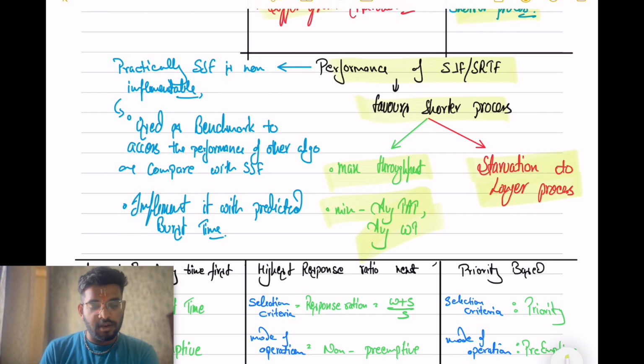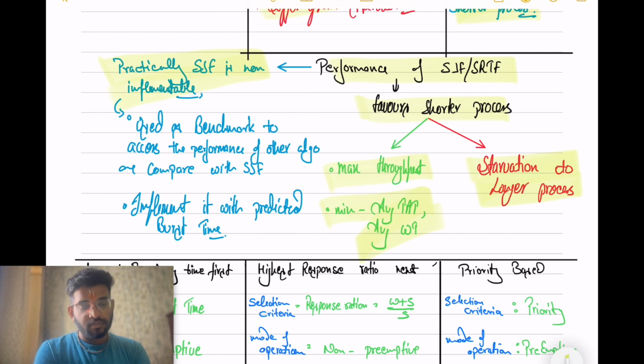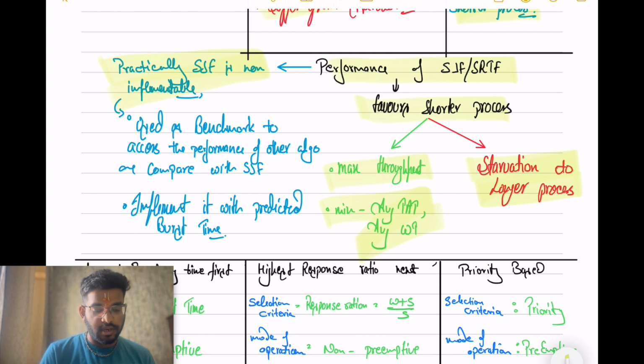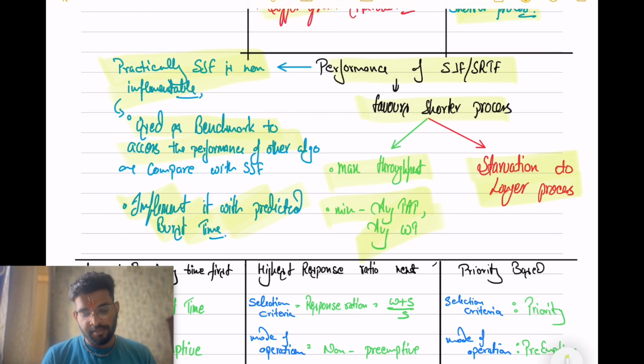And there are practical limitations. SJF is not implementable because you cannot know the burst time of a process in advance, so you cannot implement these two algorithms for CPU scheduling, but they can be used as a benchmark to assess the performance of other algorithms. They can be implemented if you predict the burst time. With a predicted or estimated burst time, these algorithms may be implemented.